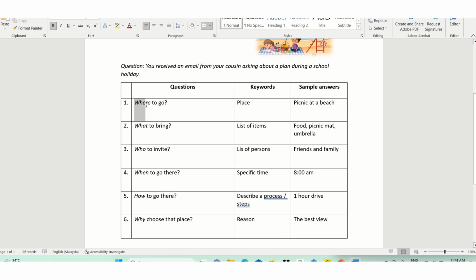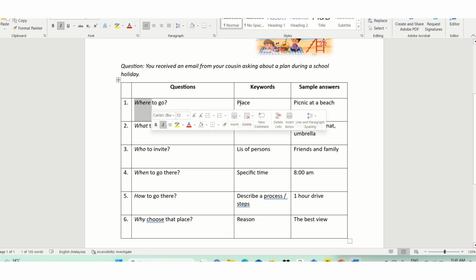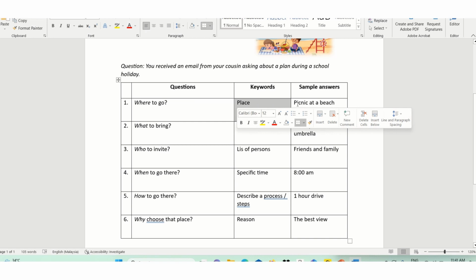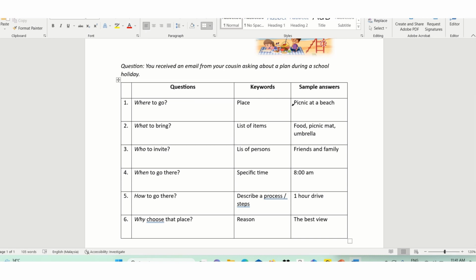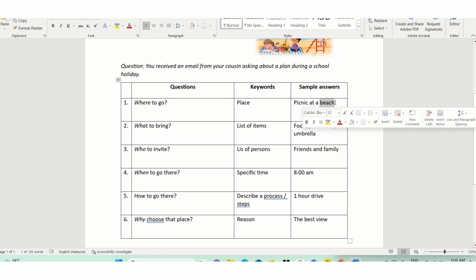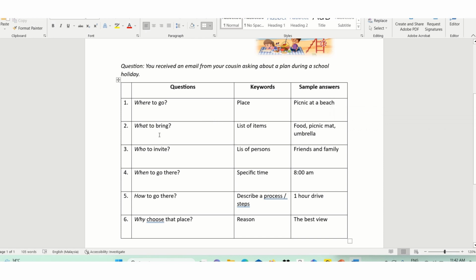So for example, a where question means a place. So the answer must show the name of a place or any descriptions of a place, but the place must be mentioned in the answer clearly, right? For example, this is a picnic which is suitable for a plan during a school holiday at a beach, for example. So make sure this specific place is mentioned in the answer.